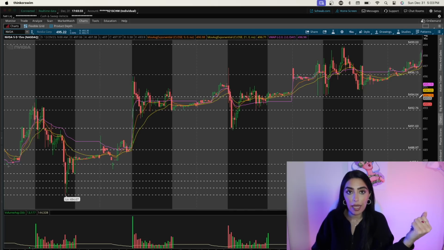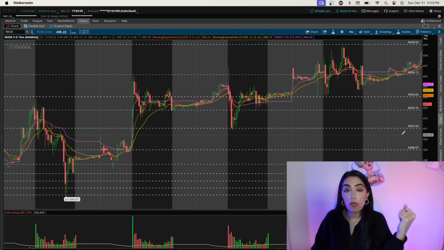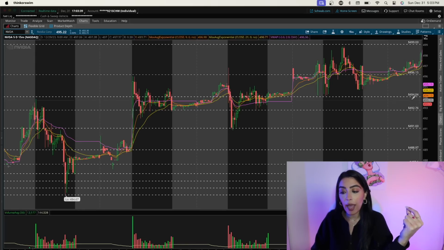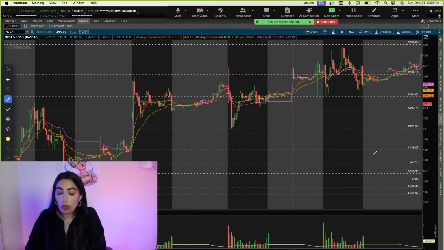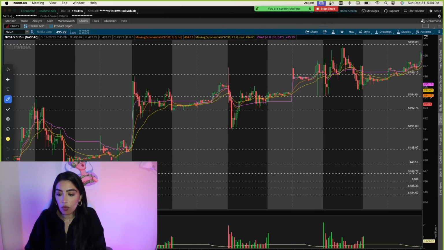So I wasn't able to capture that. I wait for it to pull back at my next level of support. If it doesn't pull back at 493, I will wait for a pullback at 491. So what you don't want to do as a trader, let's say that Nvidia opens up and it breaks 494.